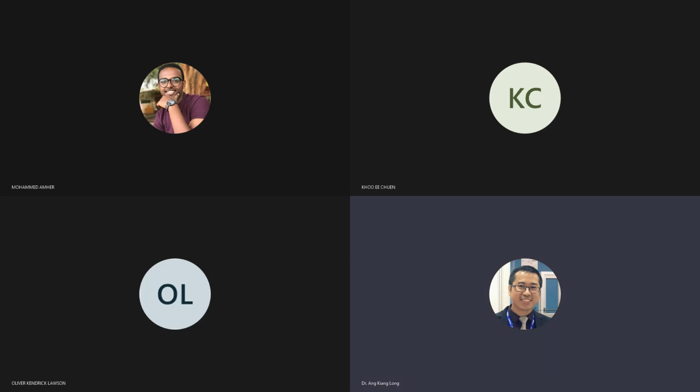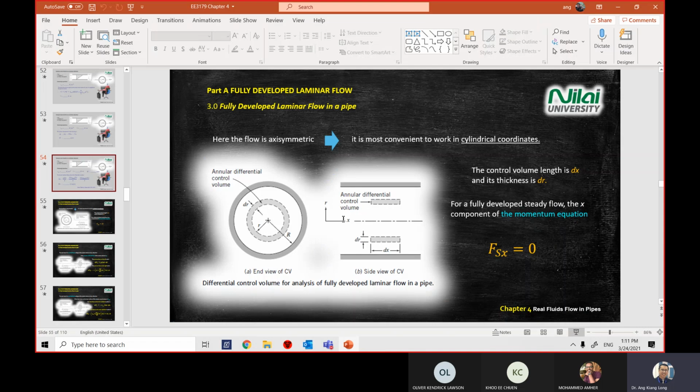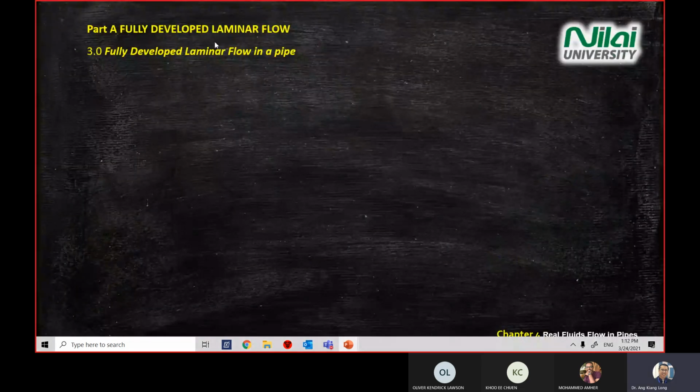Okay, we have done two scenarios just now. So we're going to look at a new section. The new section is fully developed laminar flow in a pipe. So we start looking at what happens if we have a fully developed laminar flow.